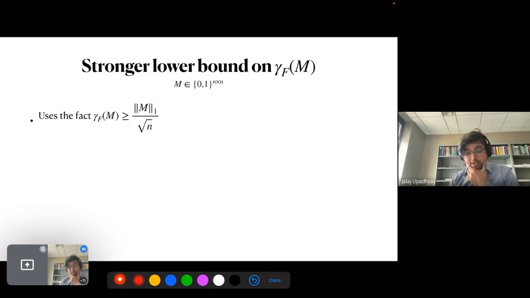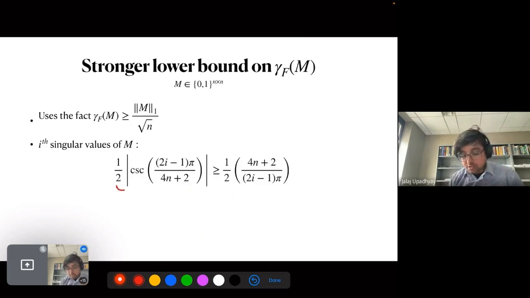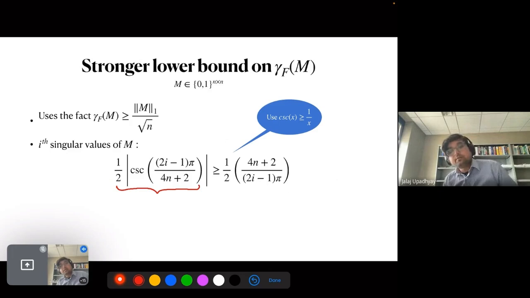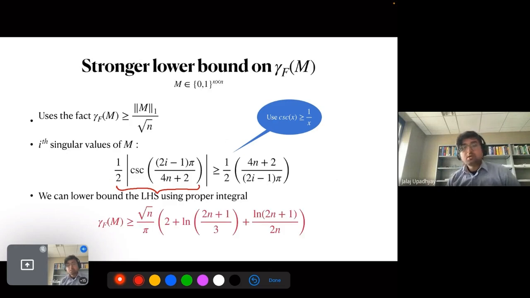So there is a paper by Gilbert Strang which computes the ith singular value of M explicitly. And it is in the form that the ith singular value of matrix M, where M is the lower triangular all-one matrix, is just some cosecant function of (2i minus 1) by pi. And I can just use the property that cosecant of x is greater than 1 by x, again basic trigonometry, to get this lower bound and then just integrate it over all i's. And basically, doing that integration, we get the lower bound.